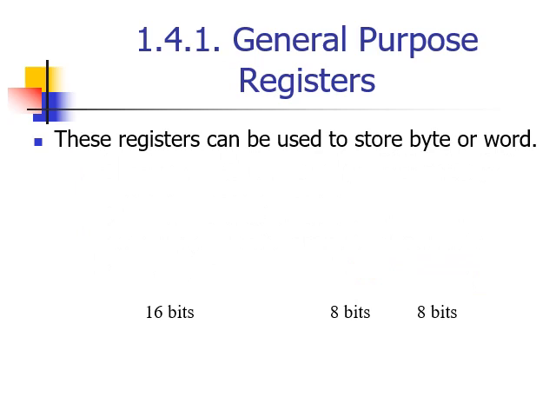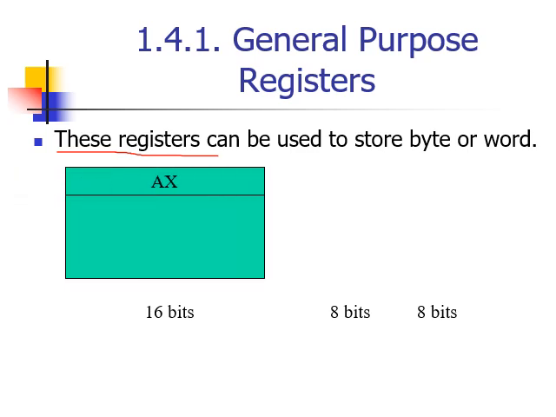The general purpose registers group is composed of 4 16-bit registers. They are named AX for accumulator register, BX for base register, CX for count register, DX for data register.